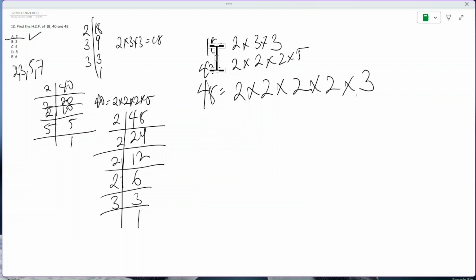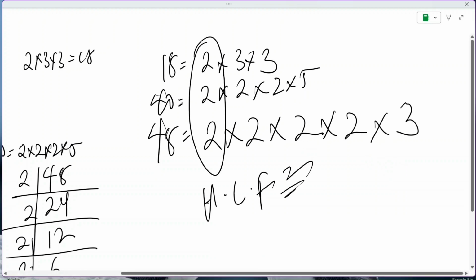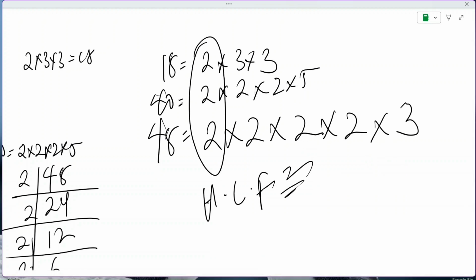We look at the 3 numbers, we can see that they only have 2 in common. This has 2, this has 2, and this has 2. 18 and 48 are the 2 numbers that have 3 in them, and only 40 has 5 in it. So the HCF is therefore 2, which is the same answer using 2 different methods. And I know from now on you prefer the first method because it saves you time and stress.